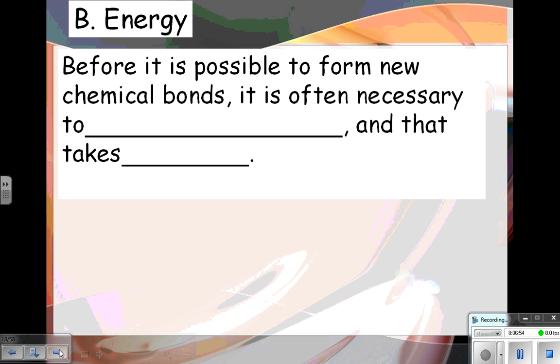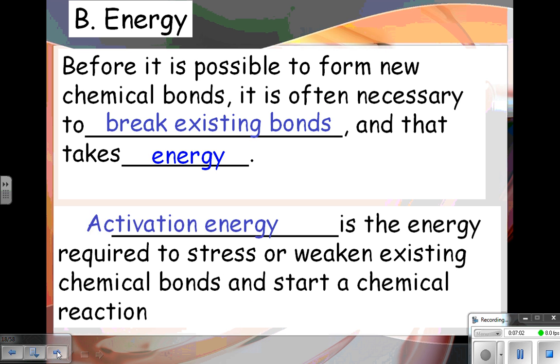Energy. Before it is possible to form new chemical bonds, it is often necessary to break existing bonds, and that actually takes energy. So here's a really important term. You can put a star next to this.